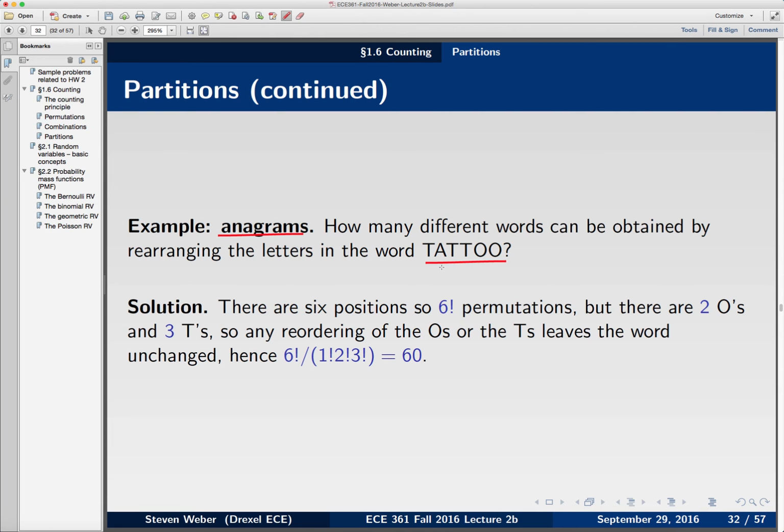So, at first blush, we would think there are 6 factorial permutations of these 6 letters. But I then have to divide by 1 factorial, the number of A's, 2 factorial, the number of O's, and 3 factorial, the number of T's, to eliminate the equivalent orderings for the 6 letters. That gives us 60 possible words from tattoo.